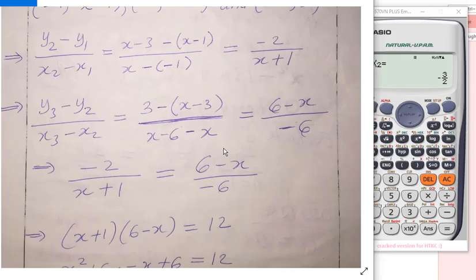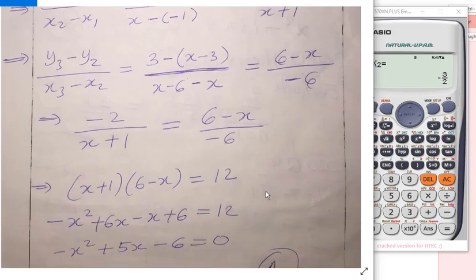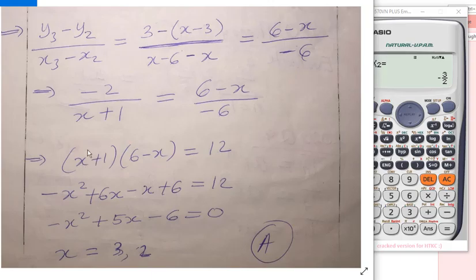Now you equate the two because they must be the same. That is the point for collinear. So minus 2 over s plus 1 equals 6 minus s all over minus 6, right? So now I cross multiply. I have s plus 1 over 6 minus s equal minus 6 times minus 2, which is 12. Expand it the way you know how to expand and get to this point.